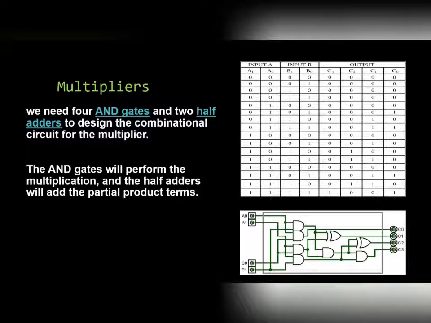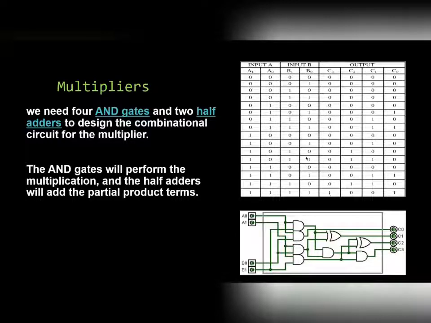You can see that clearly in this logic circuit. There are 4 AND gates here, and here you can see 1 half adder and here you can see 1 half adder. So totally there are 2 half adders. All the things that we need to create a multiplier are 4 AND gates and 2 half adders. And it is a combinational circuit for the multiplier.